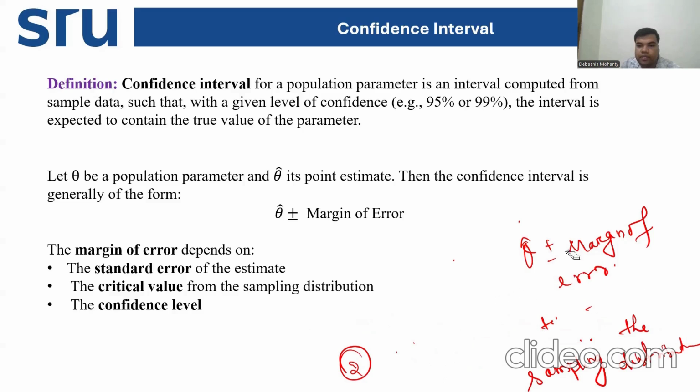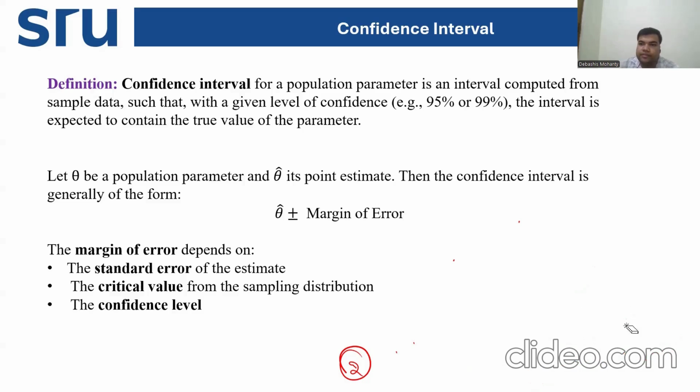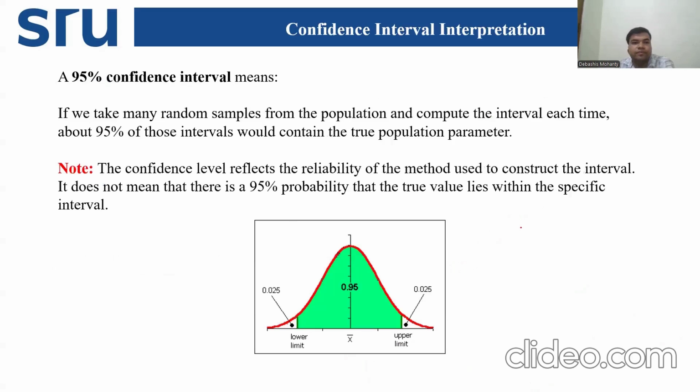What is the meaning of confidence level? Either it is 95% or 99%. Right? So all of you clear? So this is about the confidence interval. This is a very important thing.